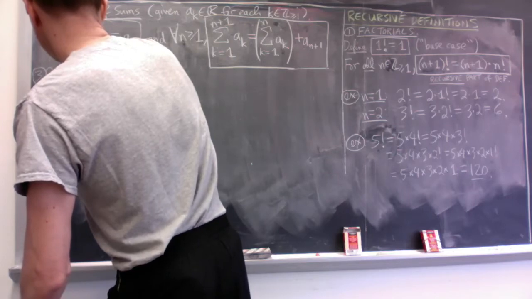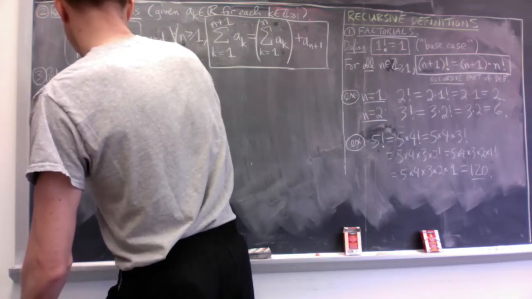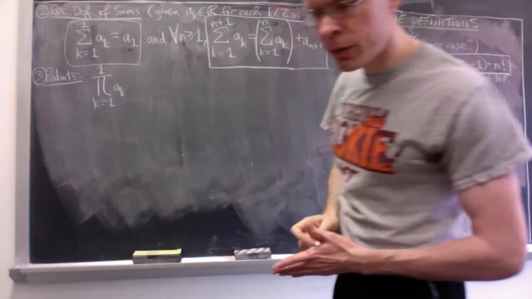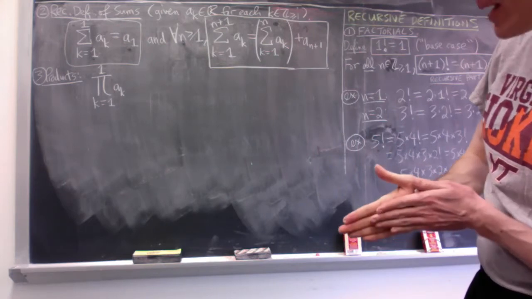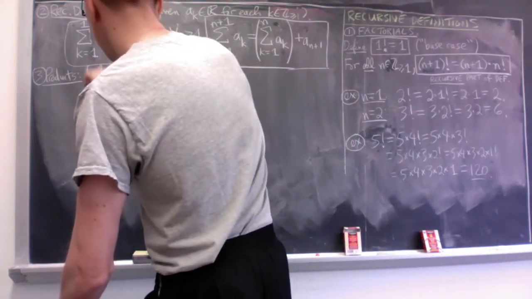Products. Again, this is the one maybe you're not as familiar with this notation, but it works the same way. If I take the product, k goes from 1 to 1 of a_k, well, that's just a_1. Base case there.